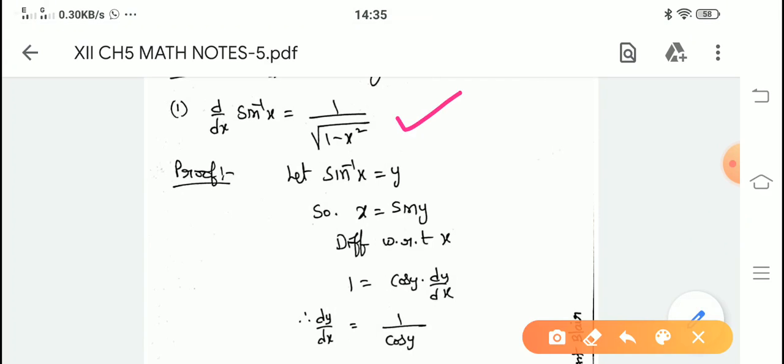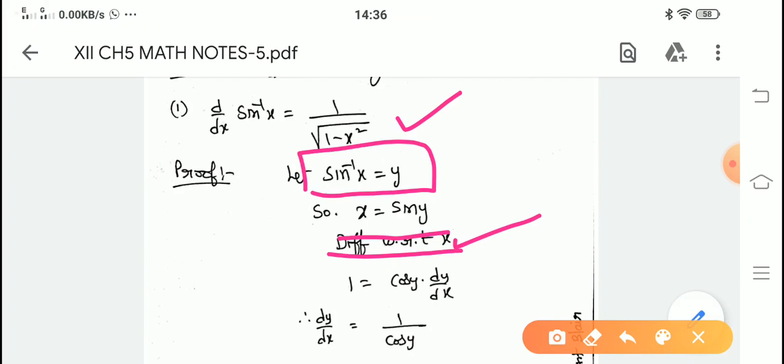We have to prove that the derivative of sin inverse x is 1 by root over 1 minus x square. For that, first take sin inverse x equal to y. Then x is sin y. Differentiate on both sides. The derivative of x is 1, and the derivative of sin y is cos y times dy by dx, since the chain rule should be followed. dy by dx is what we need, so it is 1 by cos y.